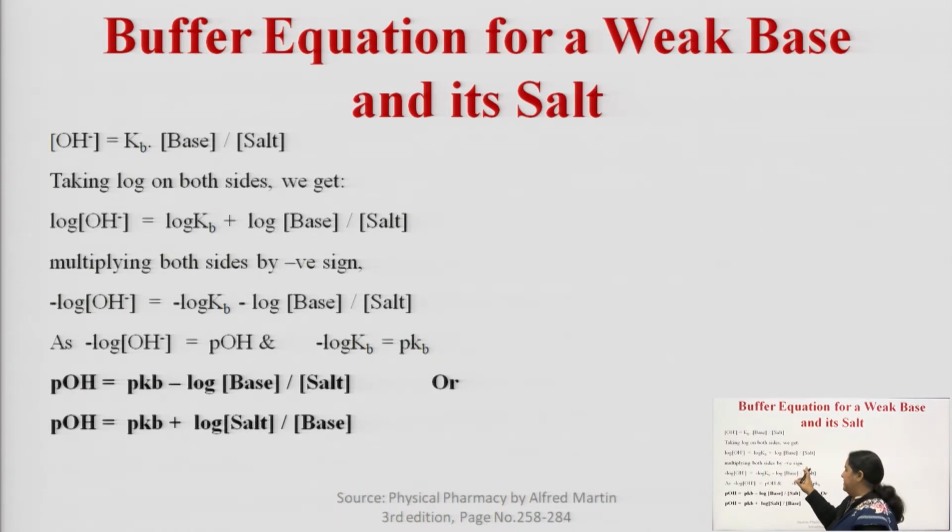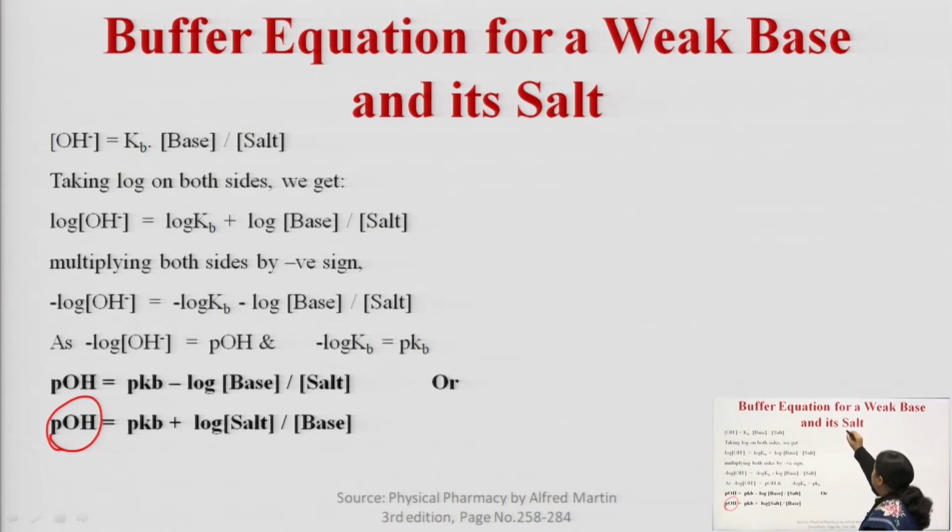Multiplying both sides by negative signs, we have minus log OH minus is equal to minus log Kb minus log base upon salt, as minus log OH minus is equal to pOH and minus log Kb is equal to pKb. We can write pOH is equal to pKb minus log base upon salt, or to remove this negative sign we can change the equation like this, pOH is equal to pKb plus log salt upon base, right. So, this equation is in terms of pOH.